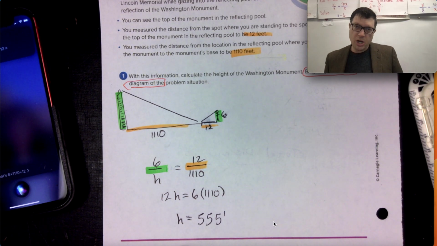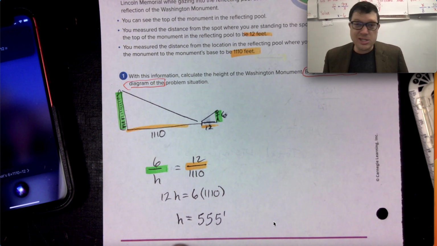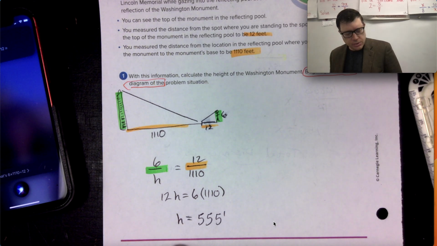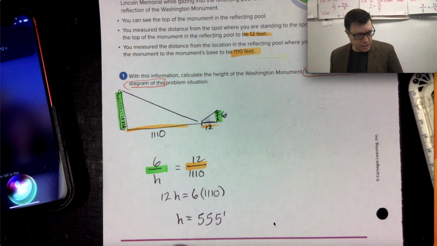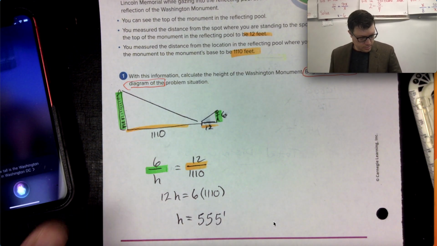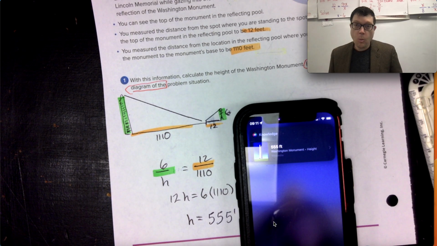We're saying the height of the Washington Monument is 555 feet. Let's just see how accurate that is. Hey Siri, how tall is the Washington Monument in Washington, D.C.? The Washington Monument is 555 feet tall.